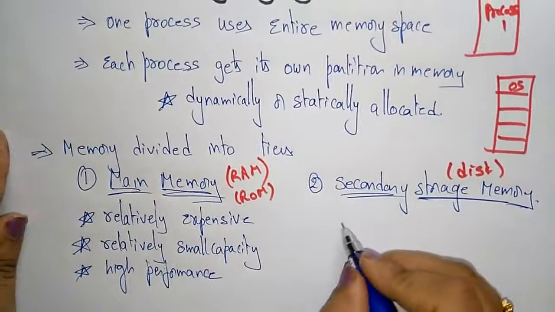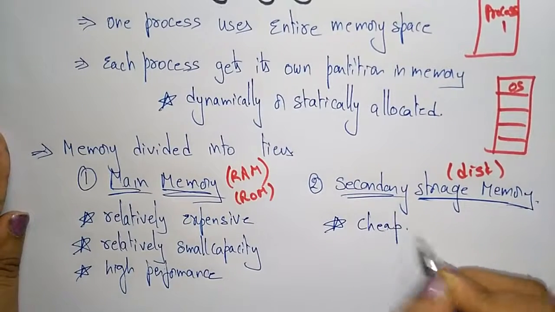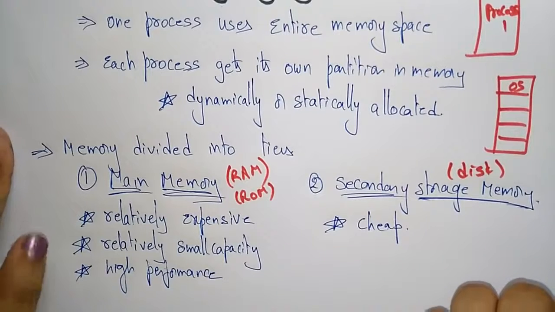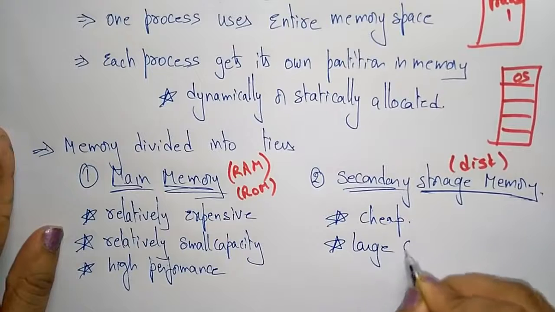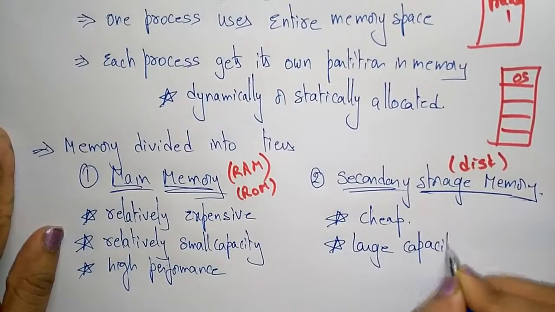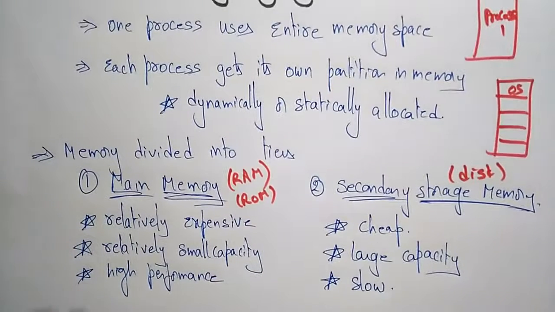Coming to the secondary storage memory. So this is cheap when compared to main memory. The cost of the secondary storage is cheap, and it is having the large capacity. It can store a large amount of data, and the performance is slow when compared to the main memory. So here the main memory requires careful management.